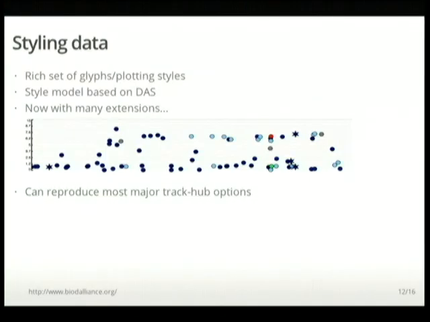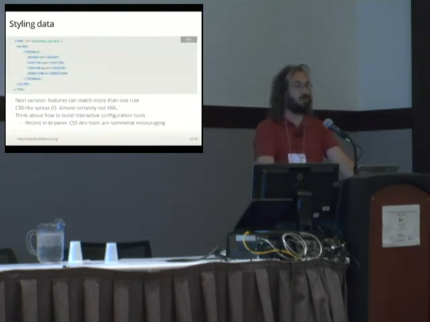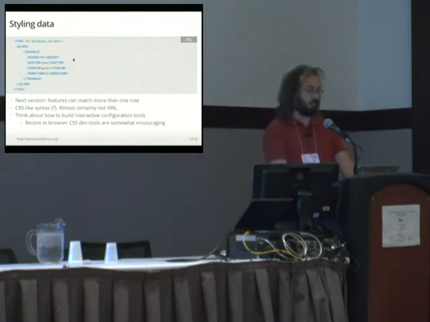So, in terms of building non-trivial displays, one of the most complicated things is actually saying how you want data to look. We have a pretty rich set of glyphs and plotting styles. The basic styling system was inherited from the DAS protocol, which some of you may remember, and in fact Biodalliance is still a DAS client, but the style sheet system is probably the biggest remaining DAS influence at this point. So our style sheet language is the DAS style sheet language plus a few extensions to do things like scatter plots, which aren't really supported by the DAS style sheet.